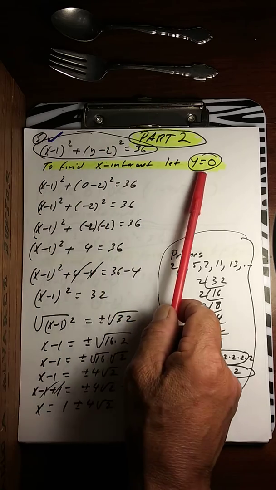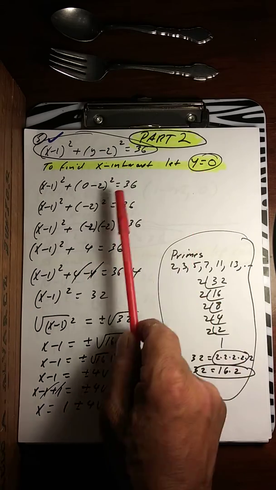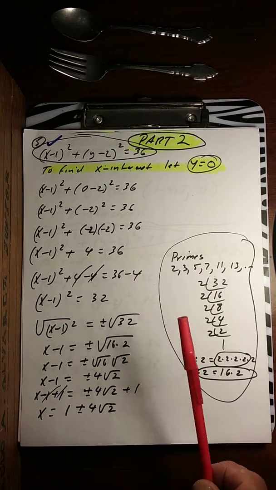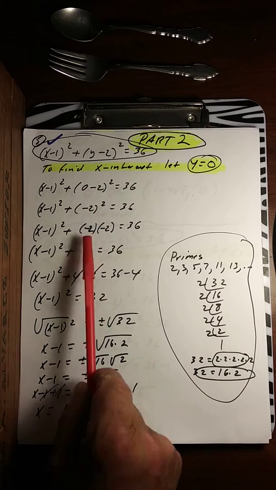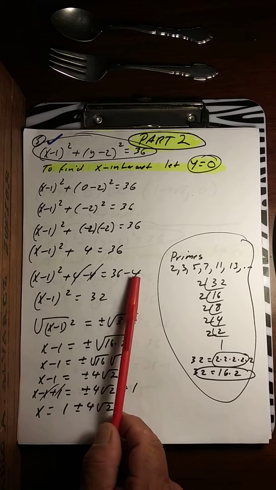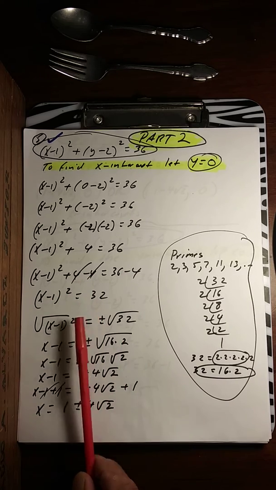Now we need to find, next step, we need to find the x-intercepts. Put a 0. To find x-intercepts, y equals 0, put it in there. So we have 0 minus 2 is negative 2. Negative 2 squared is 4. Minus 4, so (x minus 1) squared equals 32.